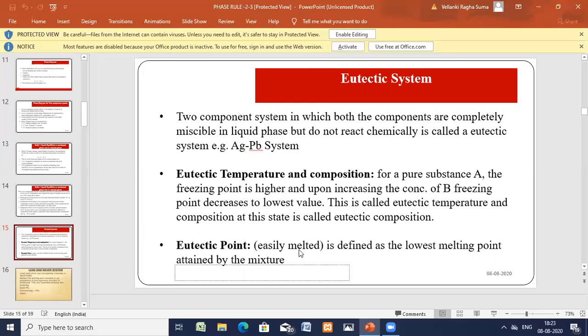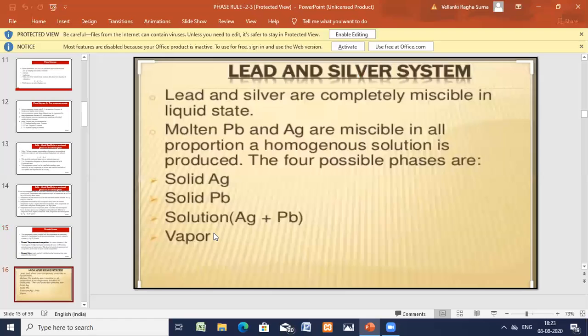At the eutectic point the mixture melts easily. Originally the freezing point was high, but upon adding another component the freezing point decreases to a very low value. It is defined as the lowest melting point attained by the mixture. We have seen what the eutectic temperature, composition and point are.